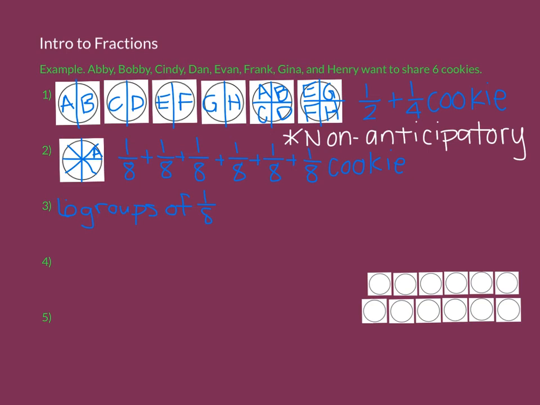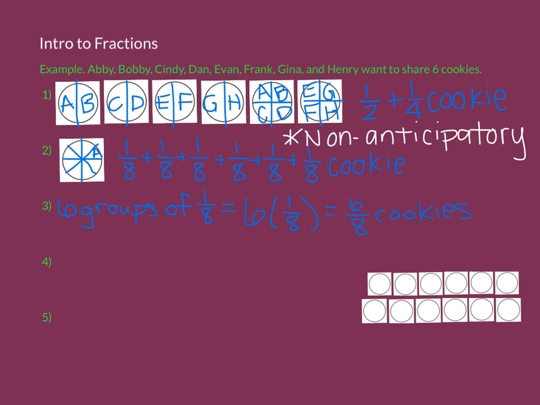So they're going to see it more as multiplication, or 6 times 1/8. So the main difference is they're not going to necessarily see it as 1/8 plus 1/8 plus 1/8 and so on. They're going to actually see it as 6/8 of a cookie because they'd be able to do the multiplication of the 6 groups of 1/8.